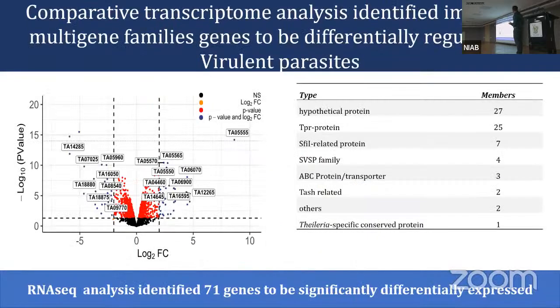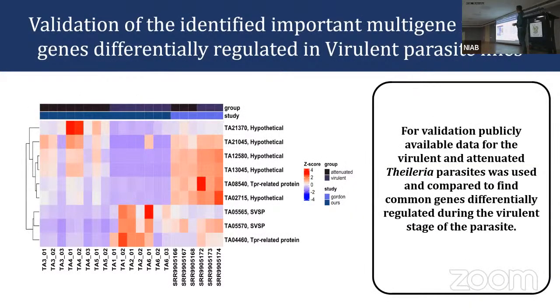And then when we performed differential analysis, we found that 71 genes were differentially expressed, and when we classified them according to family, we found that multi-gene families are differentially expressed. Now we wanted to validate that. For validation, we extracted data from the study that I mentioned previously, and we did the analysis, and we found these are the genes which are common in both studies, and it also contains this multi-gene family. So we can say that in the case of virulence, there might be some role of this multi-gene family.